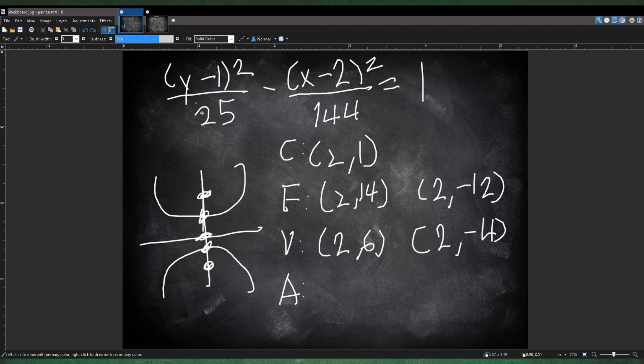So following the example, you have y minus 1 is equal to rise over run. You already know this is 5, so plus or minus, because there's always a plus or minus, 5 over the number, which is 12, and then parentheses, x minus 2. So basically it's just like that. It's just that simple.